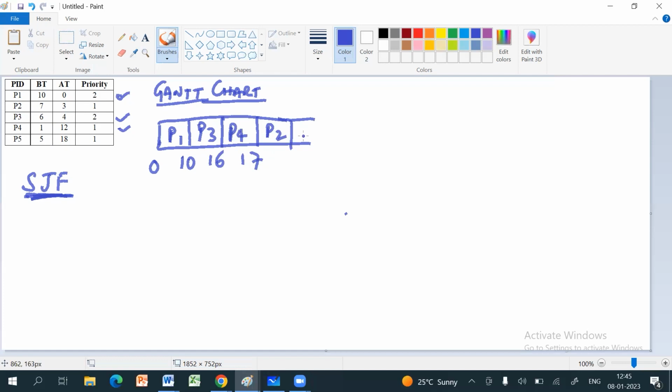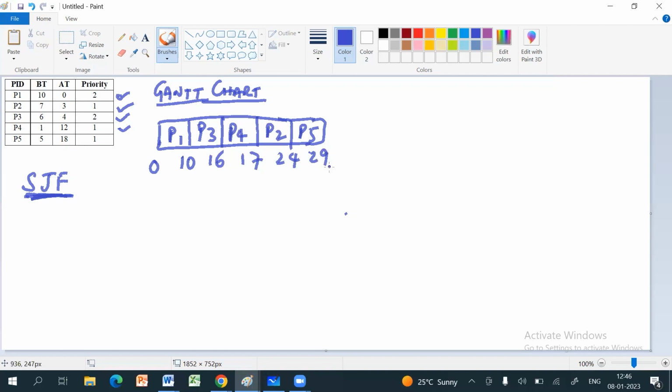So P2 will run for 7 units of time from 17. That is still 24. And obviously P2 has completed. And P5 is the only one which is remaining. So P5 will be scheduled next for a burst time of 5. So 24 plus 5, that is still 29.